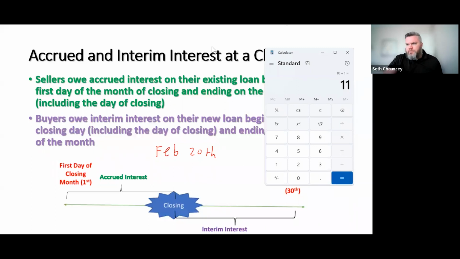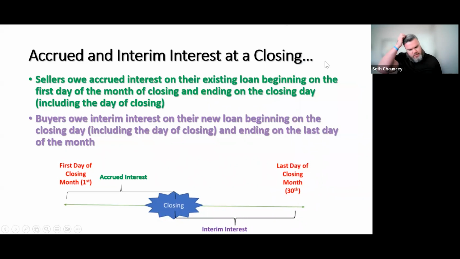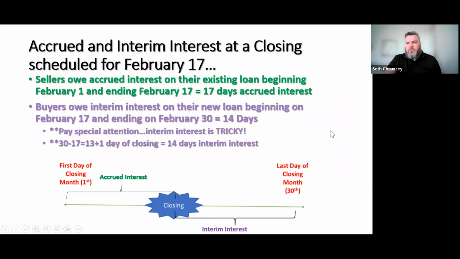So let me show you one of these, because this is one of the least fun subjects for most people, but it's really not that hard once you grasp it. It's just such an abstract concept. So this is giving you the example that I just did. For the seller, it's always whatever the day of closing is. That's how many days. For the buyer, it is 30 minus the day of closing plus 1.